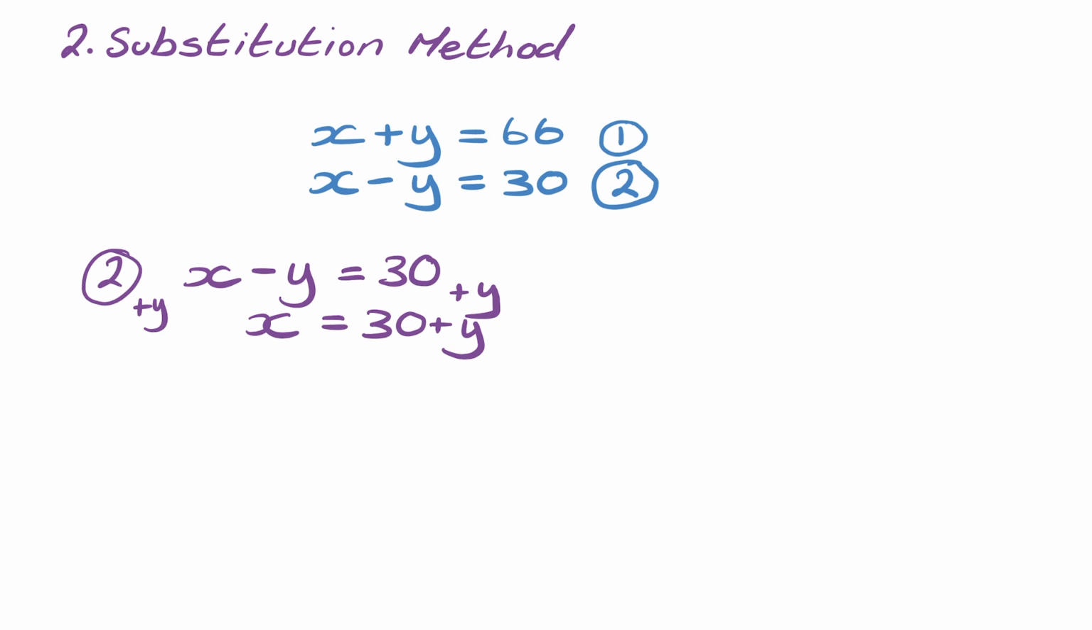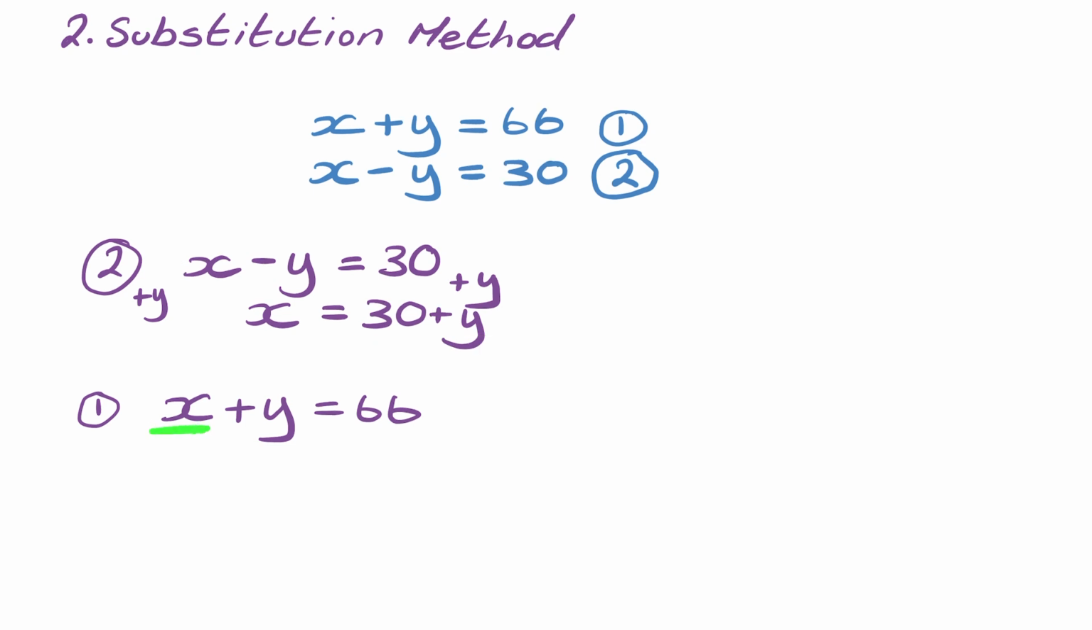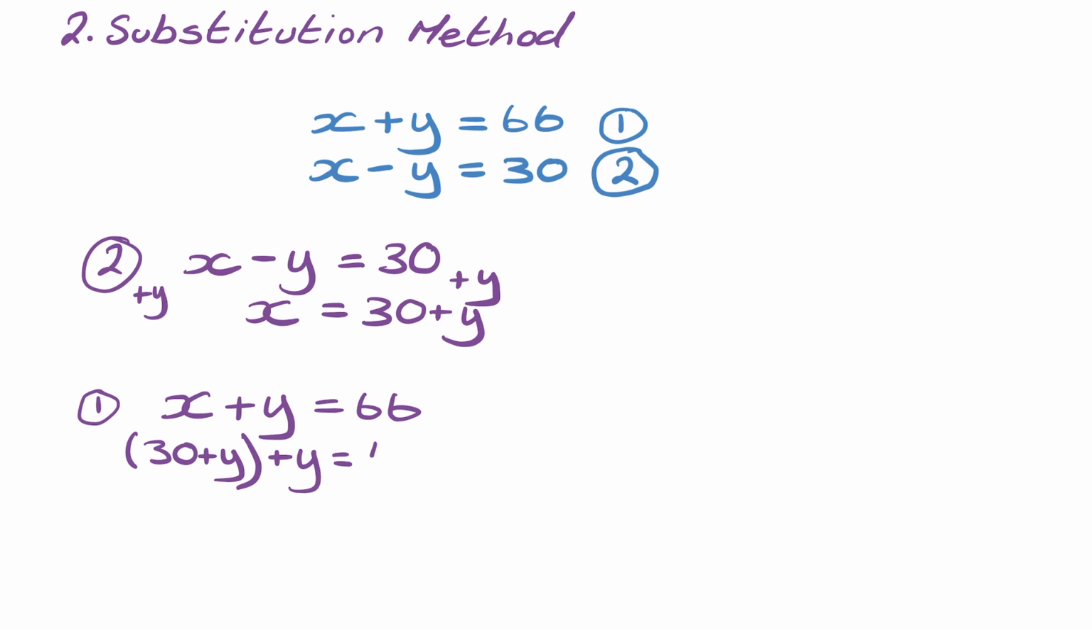And then I'm going to look at equation 1, and where the x value is, I'm going to replace that with 30 plus y. So if we bring equation 1 down, that was x plus y equals 66. Because we know that x is 30 plus y, wherever the x is, we're going to replace it with 30 plus y. In brackets, it keeps it a lot tidier, and it's mathematically correct. So we open our bracket, we put 30 plus y, close the bracket, then plus y equals 66.